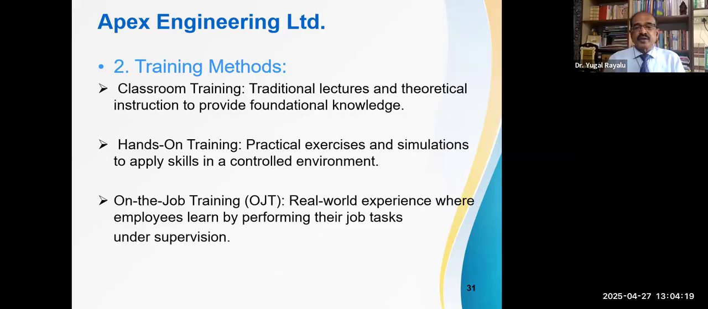On-the-job training, real-world experience where employees learn by performing their job tasks under supervision. This piece of equipment produced can be taken into the real life situation also under expert supervision. So the training is complete, that you have come from the classroom environment, from the controlled environment to actual life environment. The training is complete, the aim is complete, and the objectives are realized.